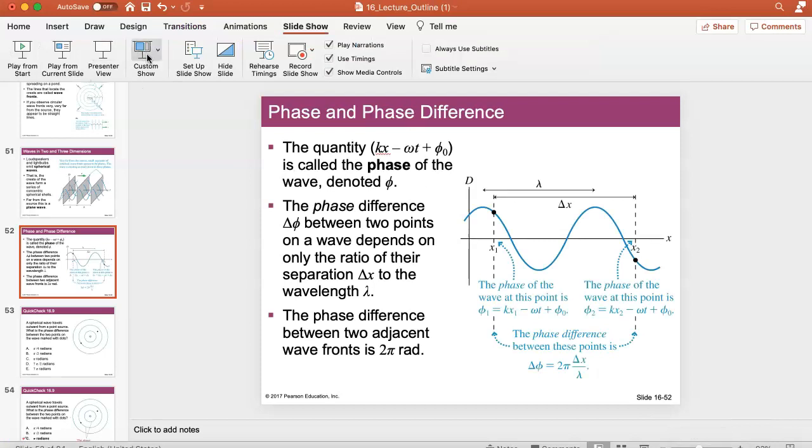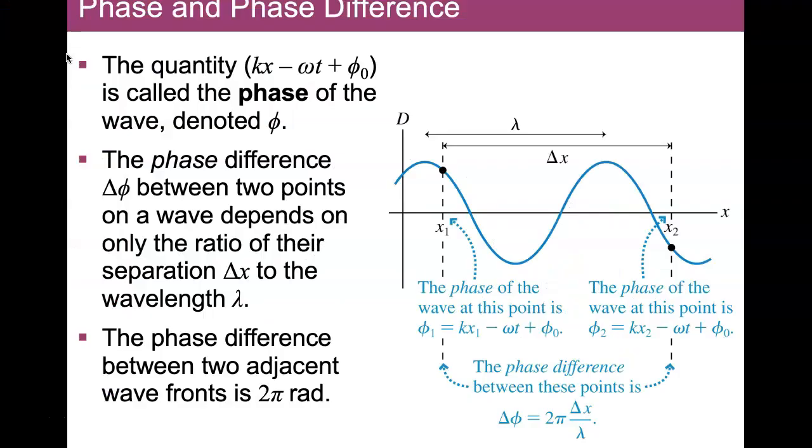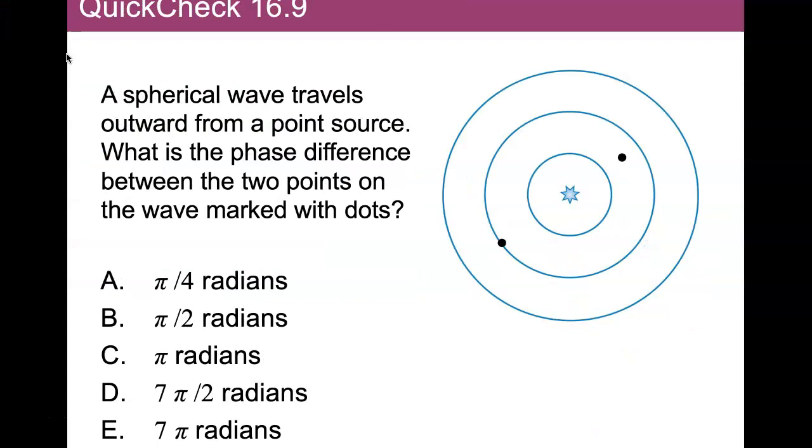All right. So think for a few minutes about this problem and pause the video when you're ready. Come back and we talk about the answer. Okay, so we have spherical waves traveling outward from a point source. Here, that star is the source. What is the phase difference between the 2 points on the wave marked with dots? So we have one here, we have one here, right?